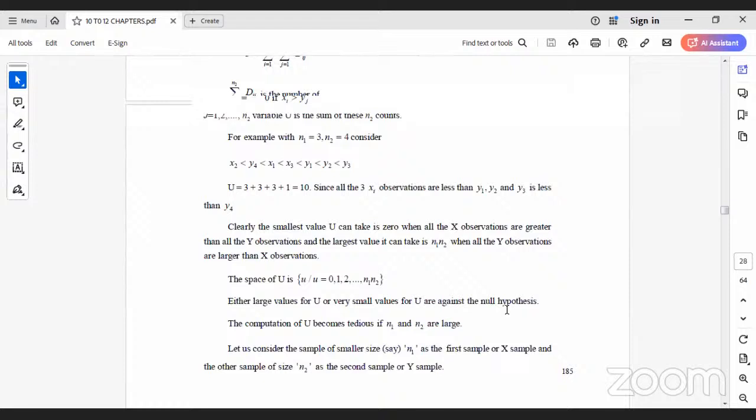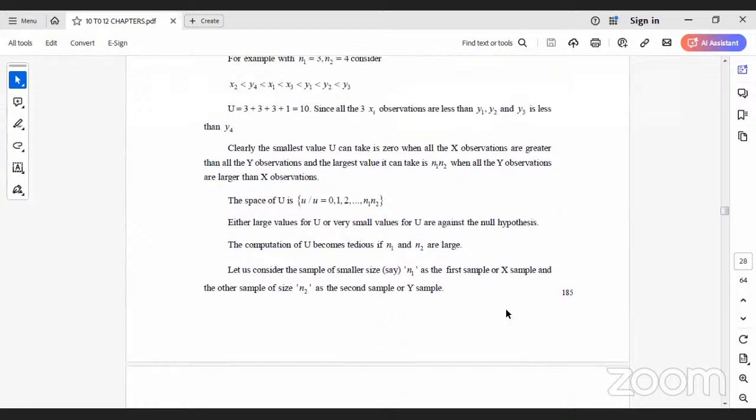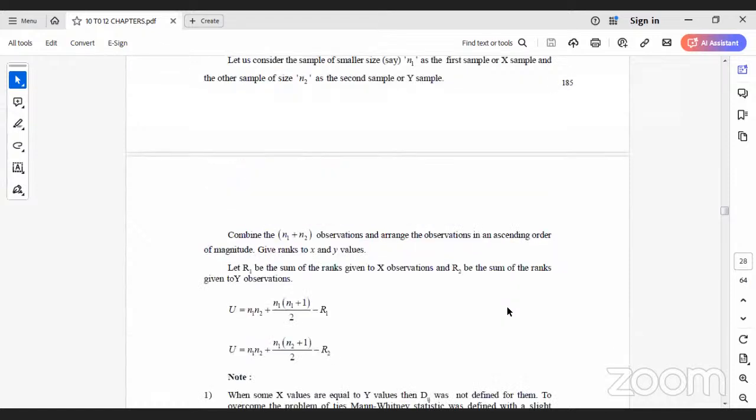At large values of u or very small values of u, we reject the null hypothesis. The computation of u becomes difficult for large n1 and n2. Let us consider the sample sizes: n1 is the first sample, or x sample, and n2 the second sample, or y sample. Combine the n1 plus n2 observations and arrange them in ascending order of magnitude, and give ranks. Let R1 be the sum of the ranks given to the x observations and R2 the sum of the ranks given to the y observations.